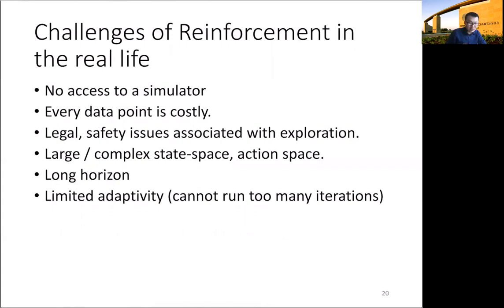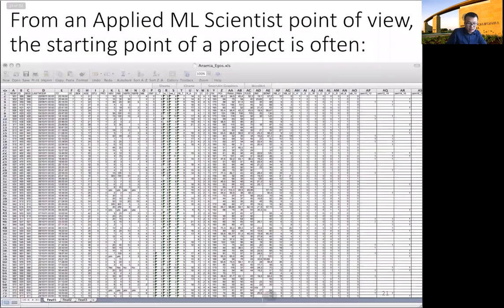There are safety and legal issues. There are large state and action spaces, partial observation, long planning horizons, and so on. So these are the challenges that make reinforcement learning hard to use and deploy in practice.